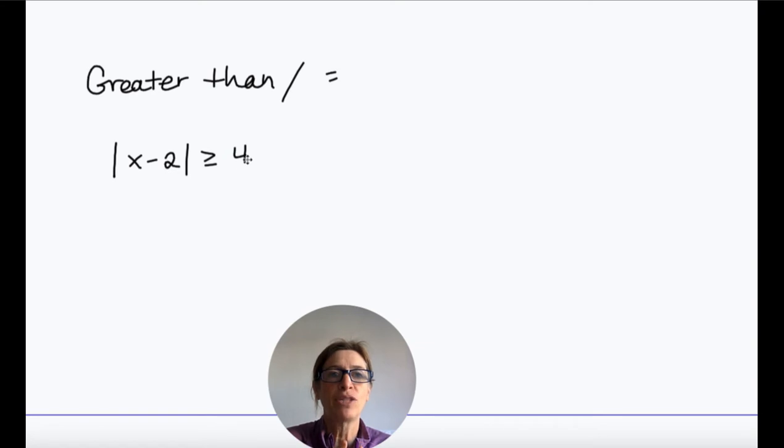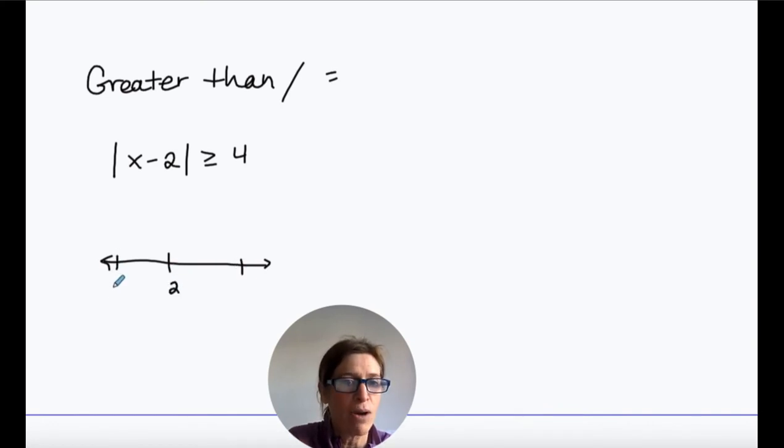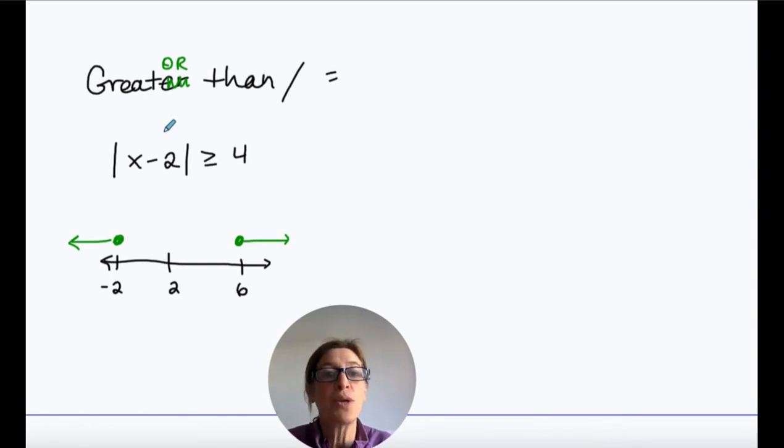It's saying that I want all the values that are greater than 4 units from 2. So if I'm here at 2 again, and we know that our values that are 4 away are -2 and 6, well, greater than that and equal to would be everything like this. Now, greater than, I also like to write it with an or at the end, because we call these or inequalities. We can write them as a compound or inequality because it's one or the other. Any number greater than 6 or any number less than -2 will satisfy this inequality. It will make the inequality a true statement.